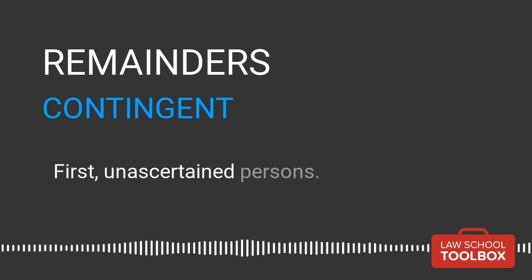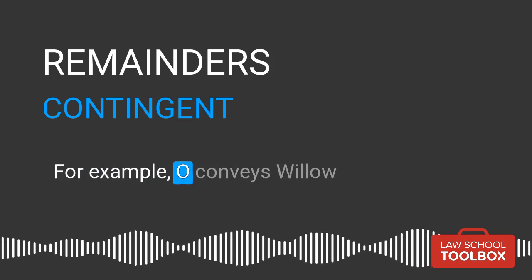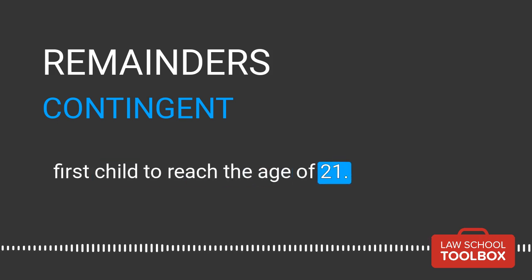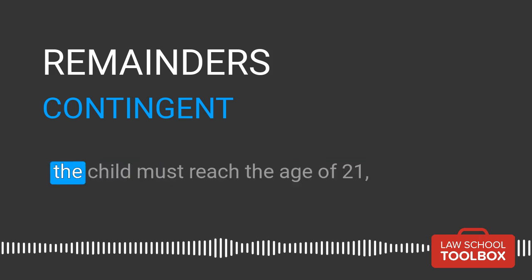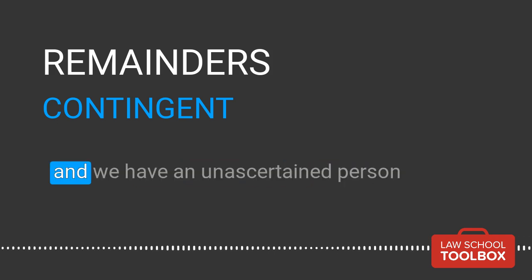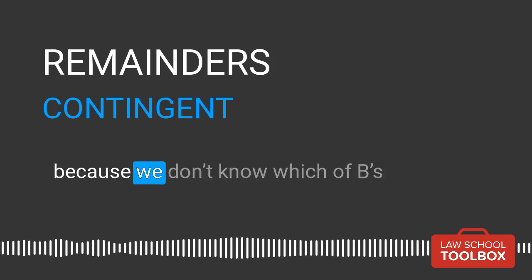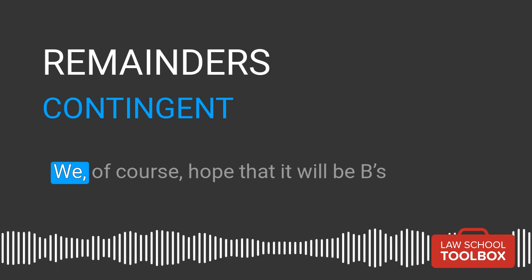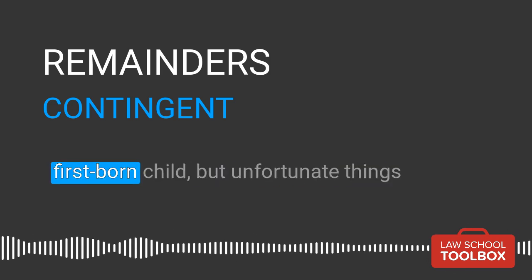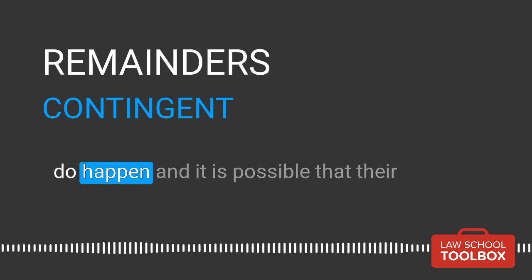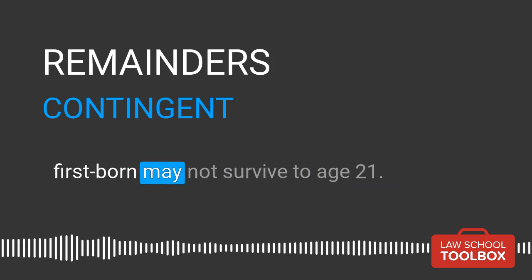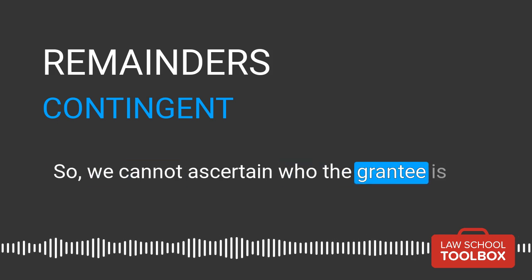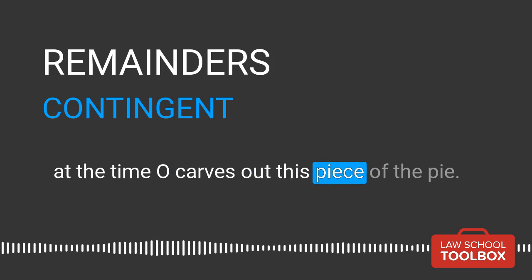First, unascertained persons. For example, O conveys Willow Lane to A for life, then to B's first child to reach the age of 21. The interest is contingent because the child must reach the age of 21, and we have an unascertained person because we don't know which of B's children will be the first to reach 21. We, of course, hope that it will be B's firstborn child, but unfortunate things do happen, and it is possible that their firstborn may not survive to age 21. So we cannot ascertain who the grantee is at the time O carves out this piece of the pie.